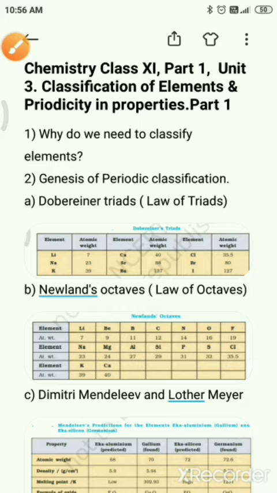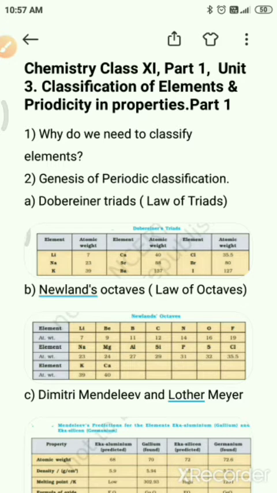Also, the properties of the middle element were in between those of the other two elements. Since Dobereiner's relationship, referred to as the law of triads, seemed to work only for a few elements, it was dismissed as a coincidence. This worked for only a few elements. That's why this law of triads or Dobereiner classification was dismissed.